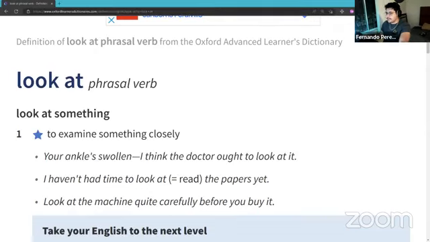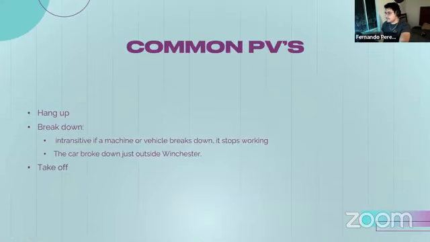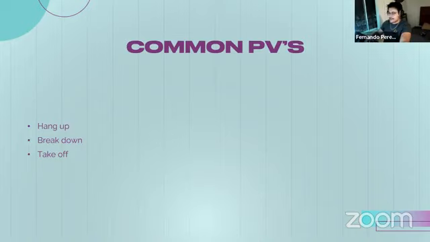So let's talk about how they are used. Well, let's check some examples first. Common phrasal verbs. I have hang up, break down, and take off as little examples. Okay, we are going to examine some examples and check the synonym. Every time you learn a new phrasal verb, a good way to learn it is by finding the easy synonym that can match the phrasal verb.